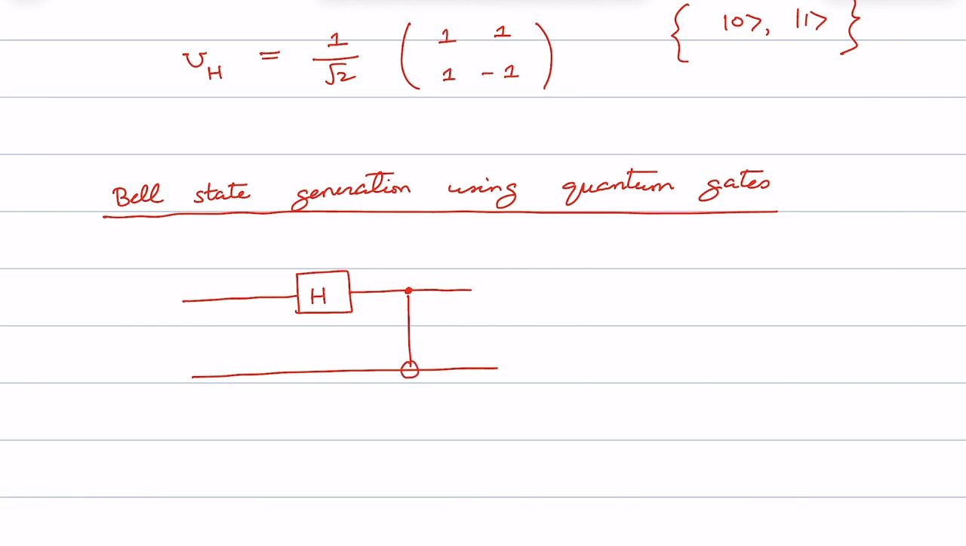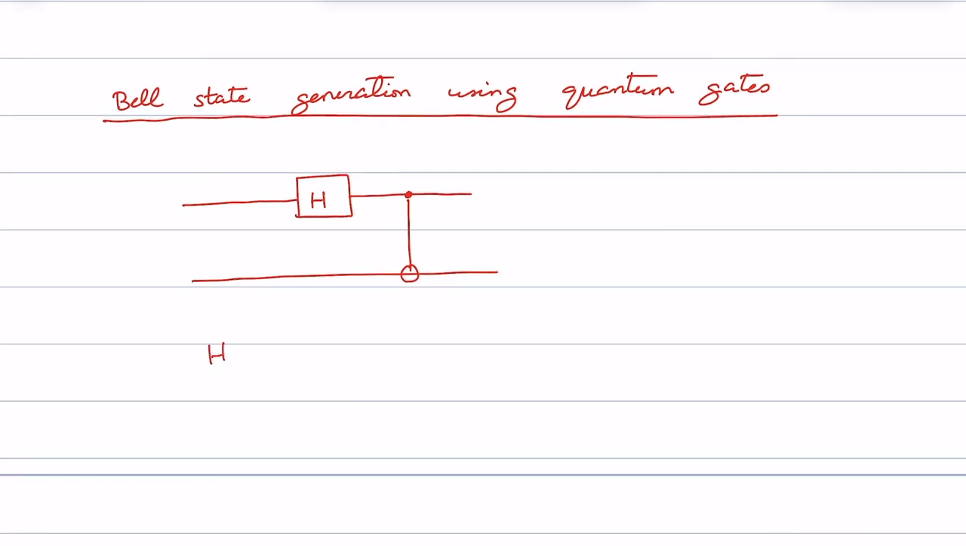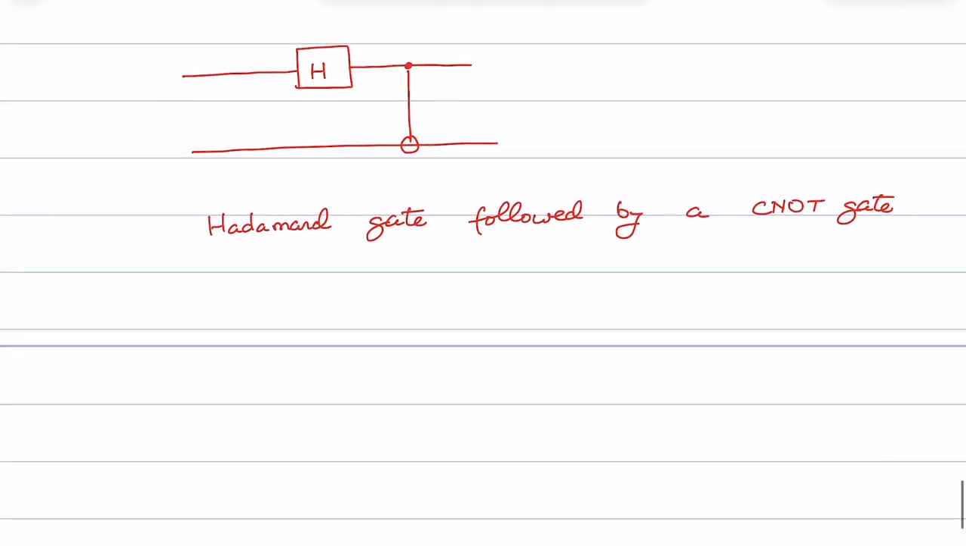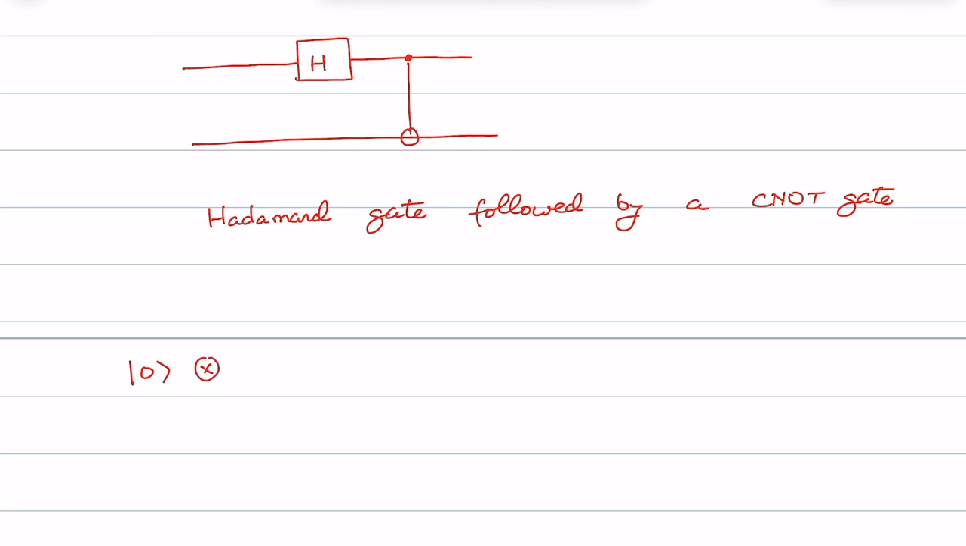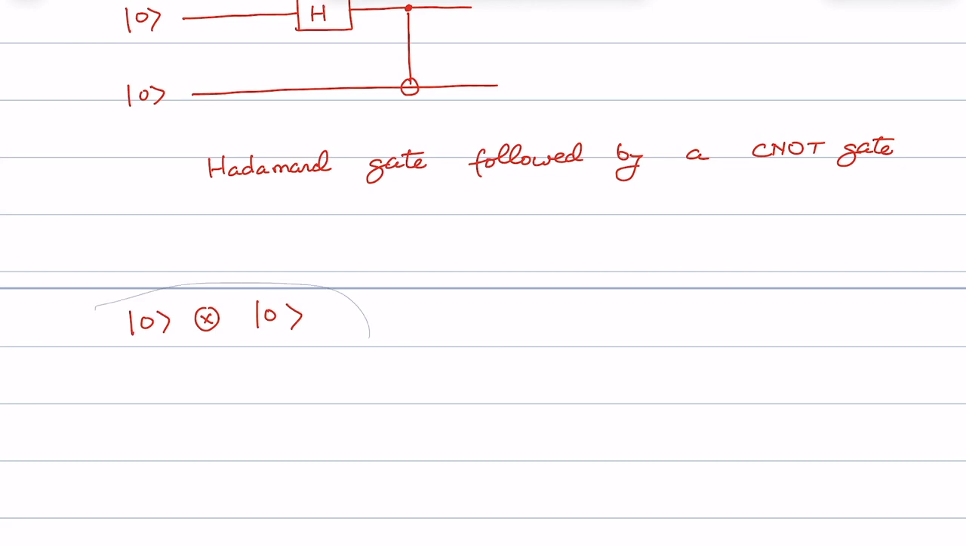So I hope you are getting it. This is the Hadamard gate. We have in this structure, this is a quantum circuit, a Hadamard gate followed by a CNOT gate. As an example, let me consider the input as 0 0. That means the first qubit, 0, is put as the input to this Hadamard gate, and here I am putting the other qubit 0. So this is my input to this circuit.